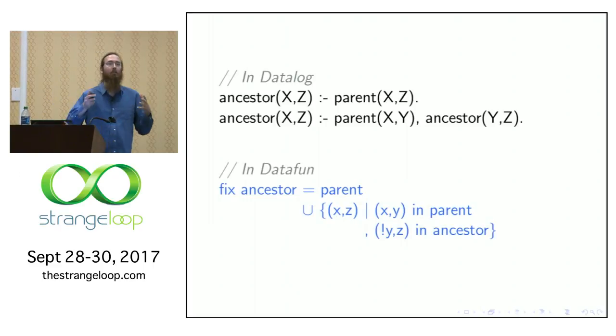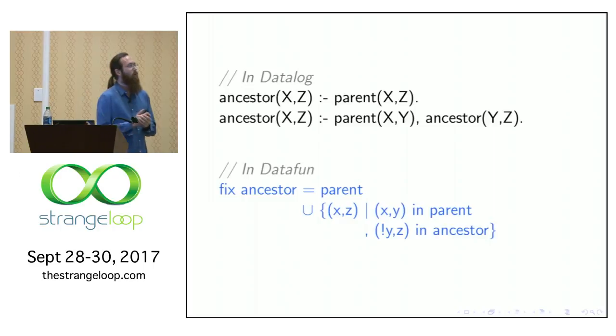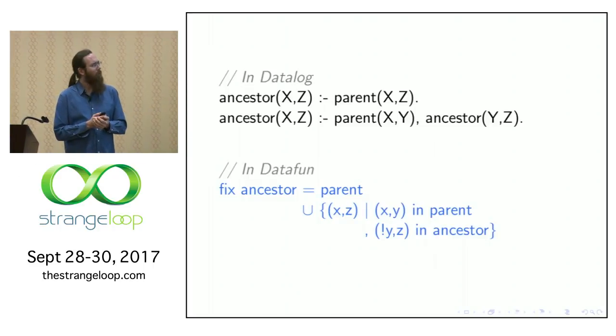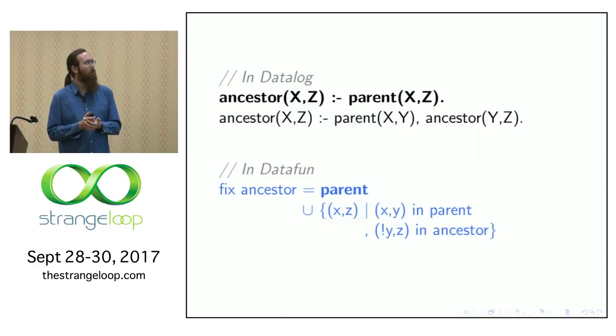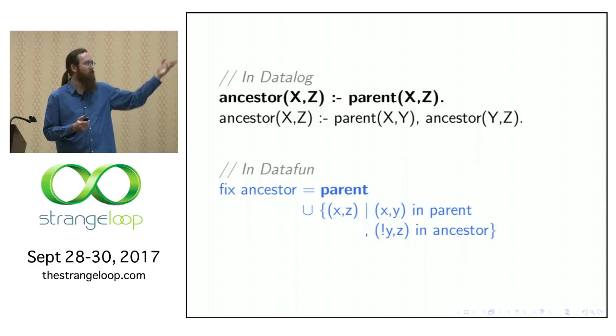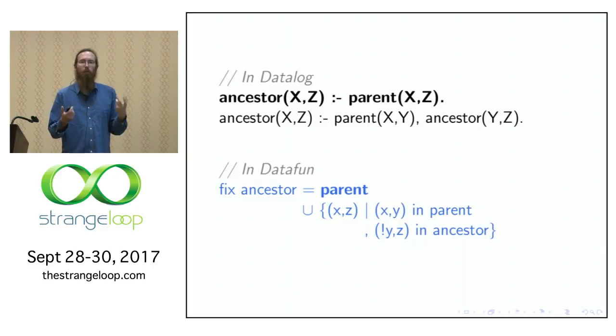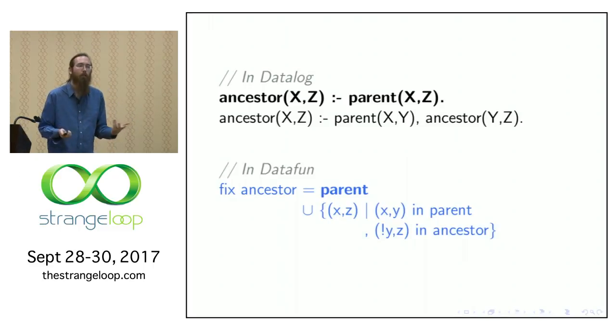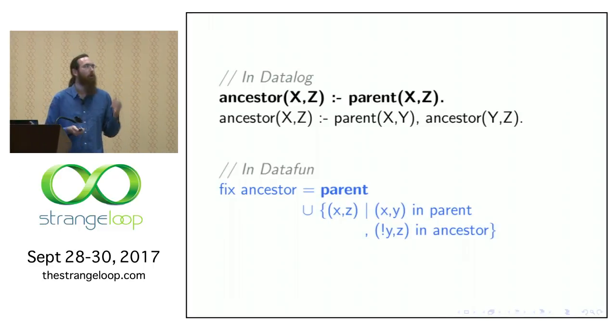So here is the translation into Datafun of our running example. It's not immediately obvious what's going on here, but let's split this into parts. The first part, so this is a union of two things. That's what U means, union of two sets. The first part corresponds more or less to the first rule. It says if some tuple or pair is in the parent set, then it's also in the ancestor set. If x is a parent of y, then x is an ancestor of y.